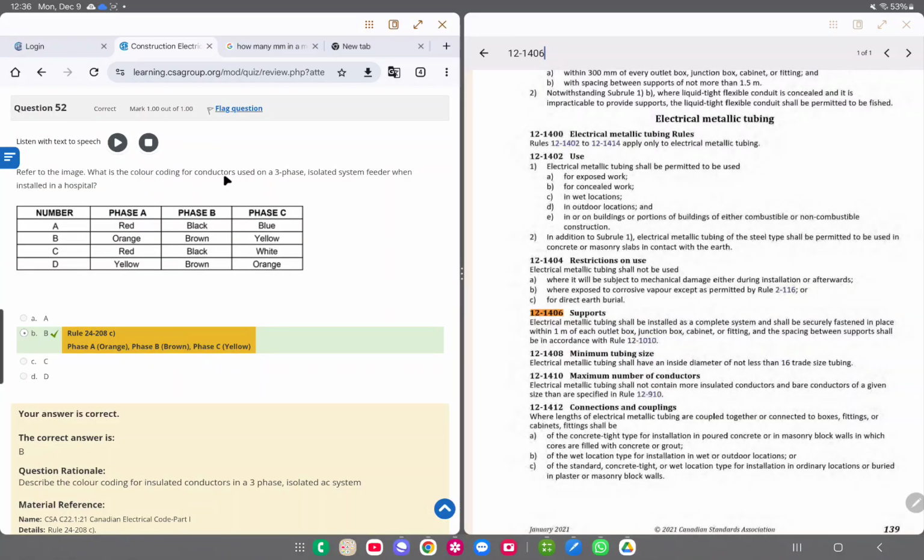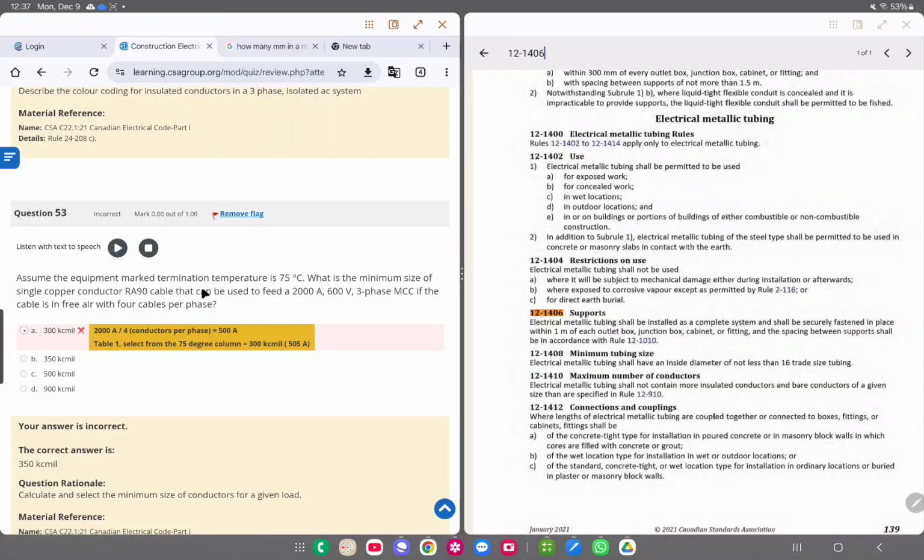What is the color coding of conductors used on a three-phase isolated system feeder when installed in a hospital? If you go to section 24, which has to do with patient care areas, you will know that phase A, B, and C would be orange, brown, yellow. I know it starts with orange because I think of Halloween. So the answer is B.